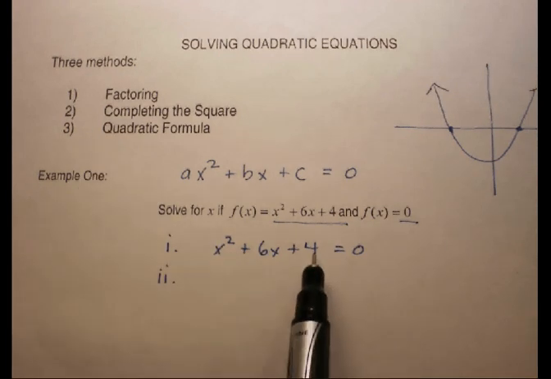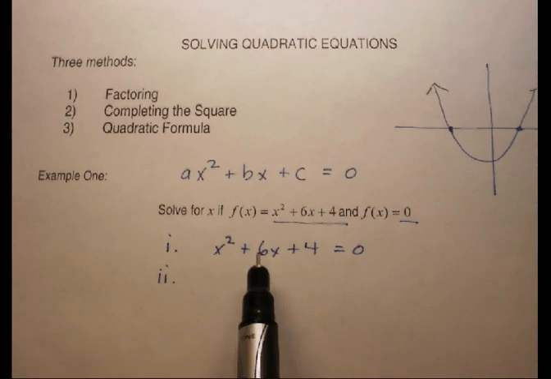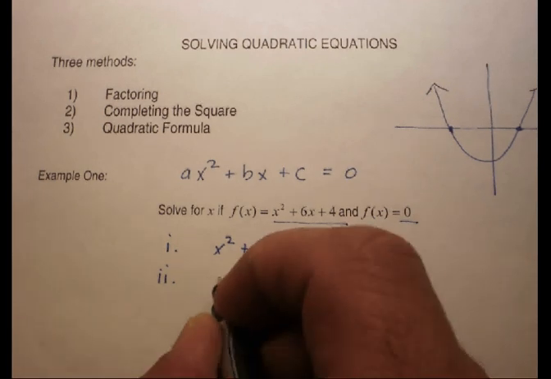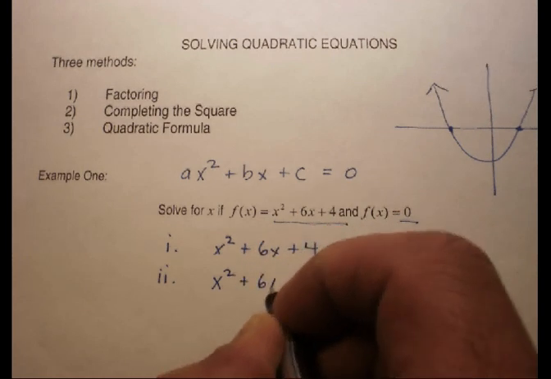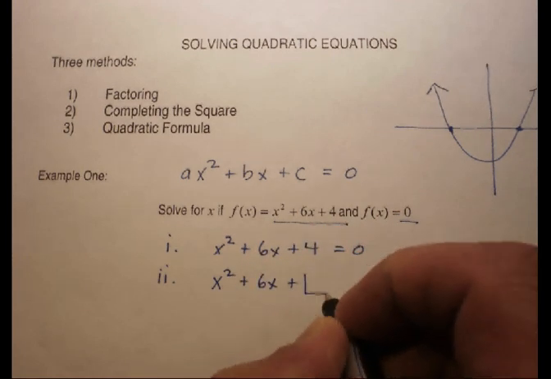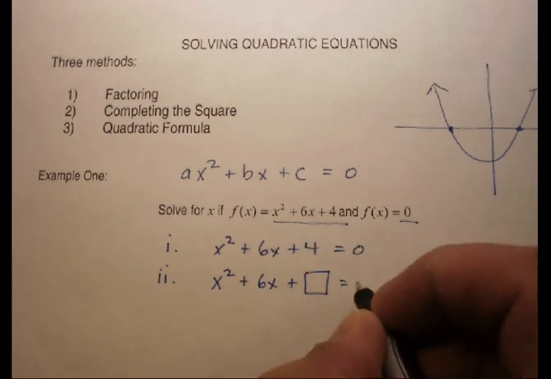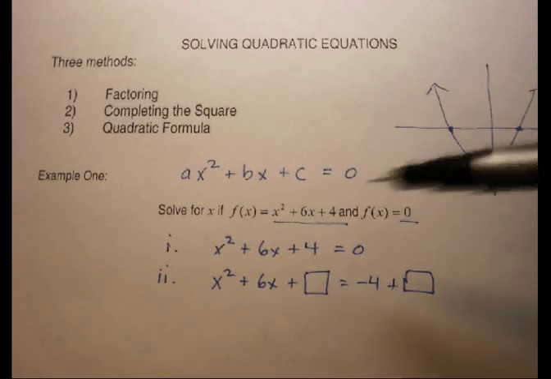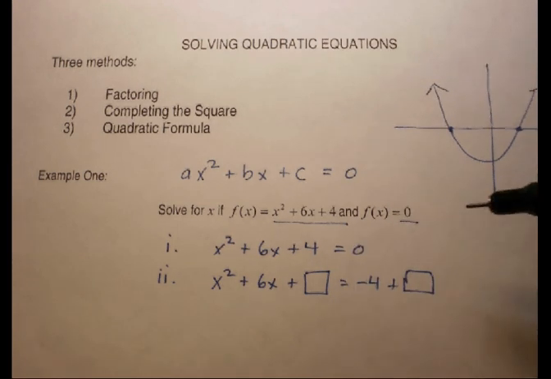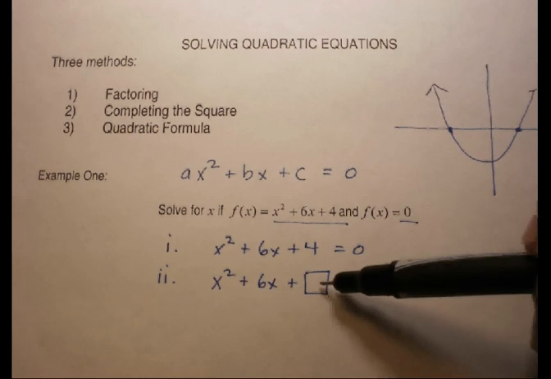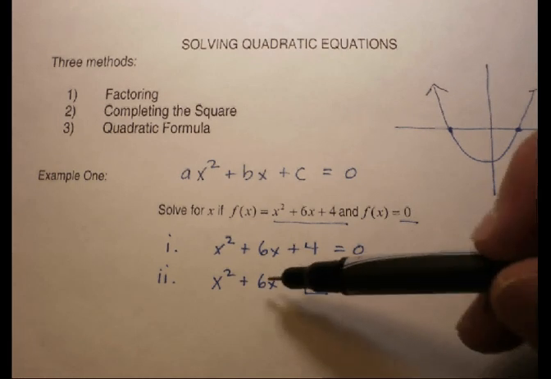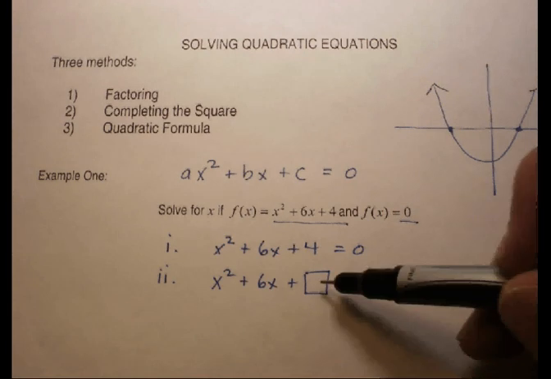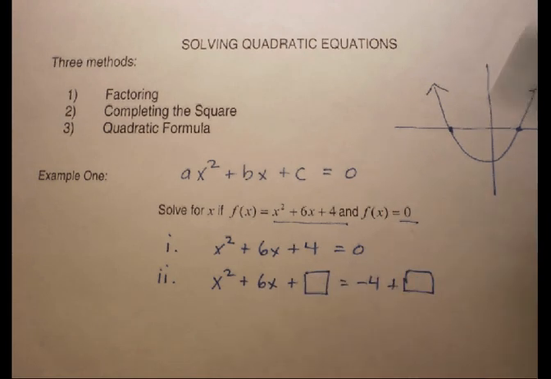Now, if I could solve this by factoring, which is the first method, I would. But there are no factors of 4 that add up to 6. So I would do something called completing the square. How do we do that? Well, I'm going to subtract the 4 to this side of the equation, because 0 minus 4 is negative 4. And I'm going to try to search for something to go into here that would complete the square. Okay, what number could I put in here that would make this a perfect square trinomial?